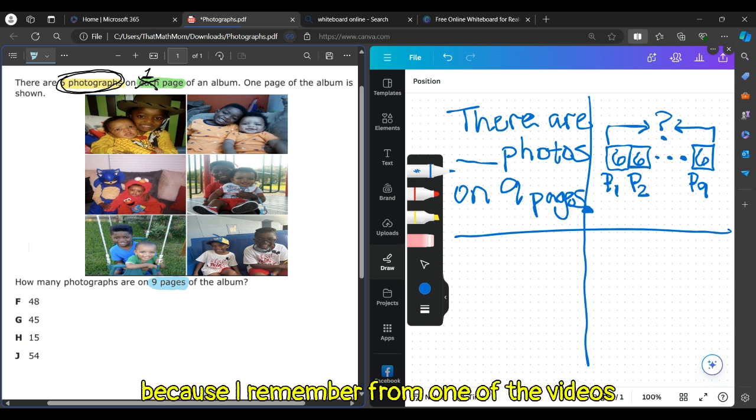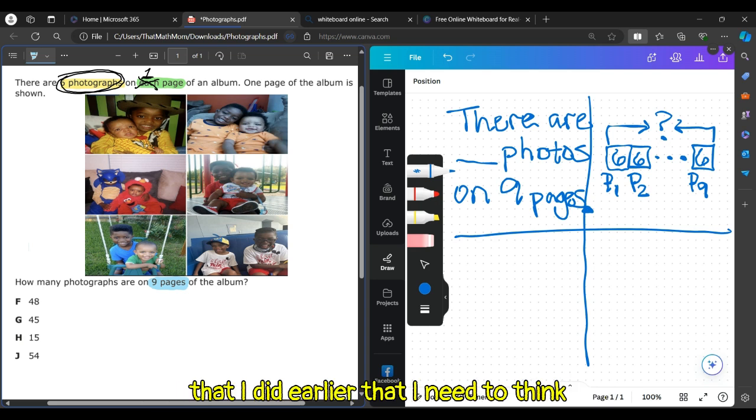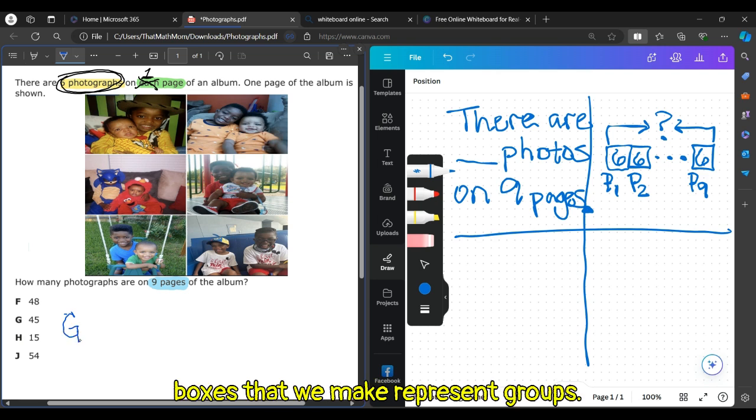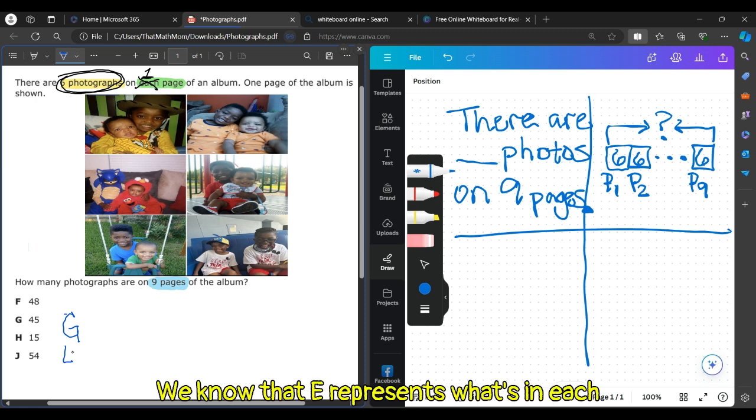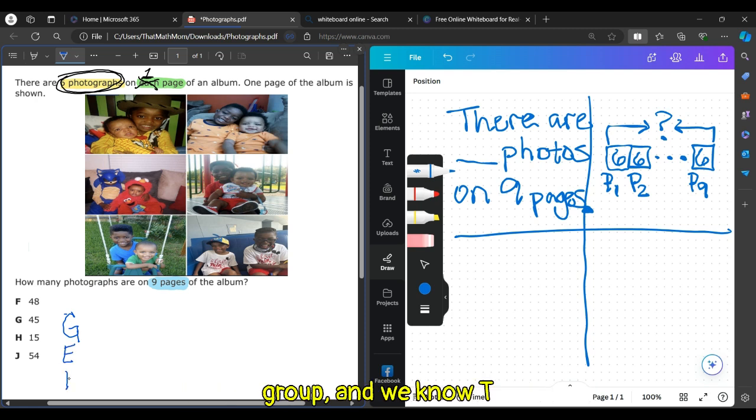Because I remember from one of the videos that I did earlier that I need to think about some components of this. Think about the examples that I did before. We know those boxes that we make represent groups. We know that E represents what's in each group. And we know T represents our total.